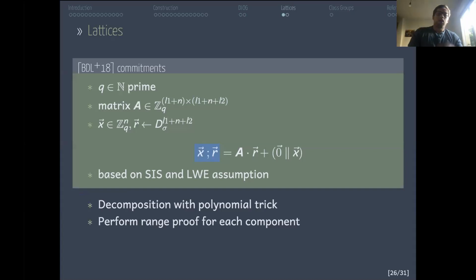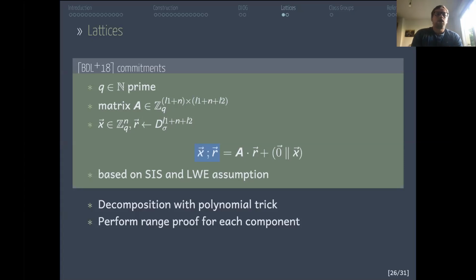Then for the lattice setting, what we use is BDL18 commitments. We have a prime q and a matrix A over Z_q. This is not very important for the talk. It's just a matrix constructed in such a way that we can use the SIS and LWE assumptions. It's a very good paper and very interesting, and I would suggest reading it for anyone interested. But for this talk, it's not that important how the matrix A is built.